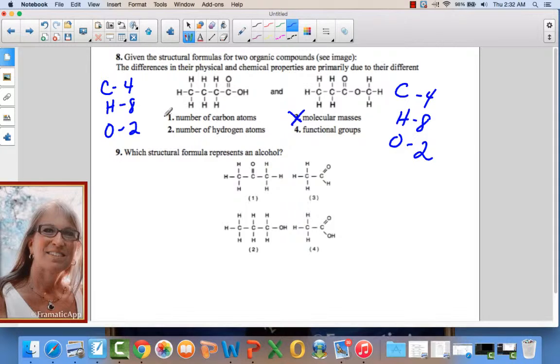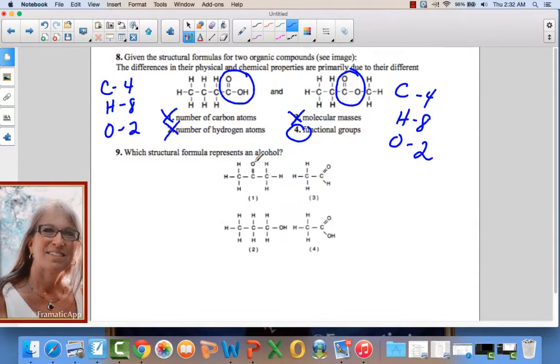They have the same number of carbons. They have the same number of hydrogens. So functional group. Their functional groups are different. COOH is an acid and COO is an ester. And we can look at these right in table R.